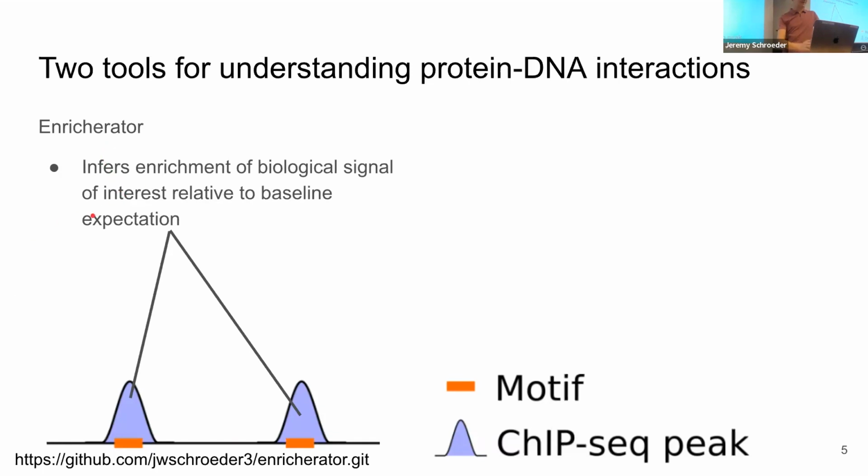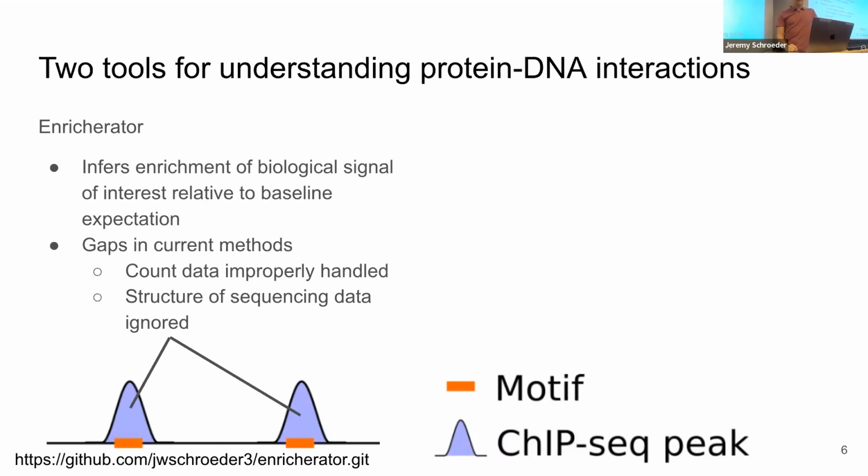So what Enricherator basically does is infer enrichment of the biological signal of interest. Here we're talking about protein-DNA interaction relative to some baseline expectation. And we get that baseline expectation just by sequencing the entire genome, right? So that's the baseline we expect by random chance. We get it from the genome sequencing data, and from the ChIP-seq data, we can then use those two pieces of information to calculate the enrichment of the signal of interest.